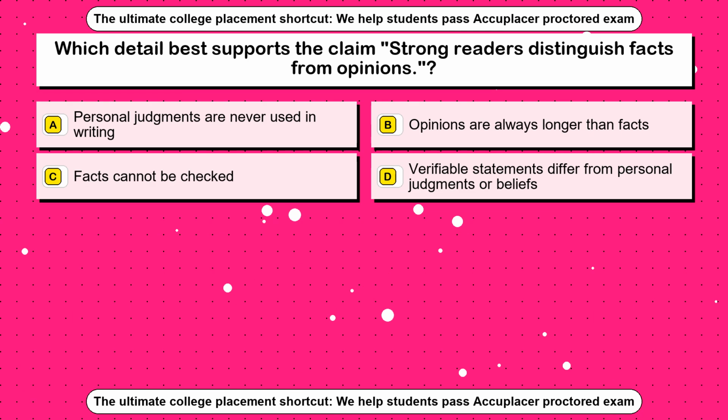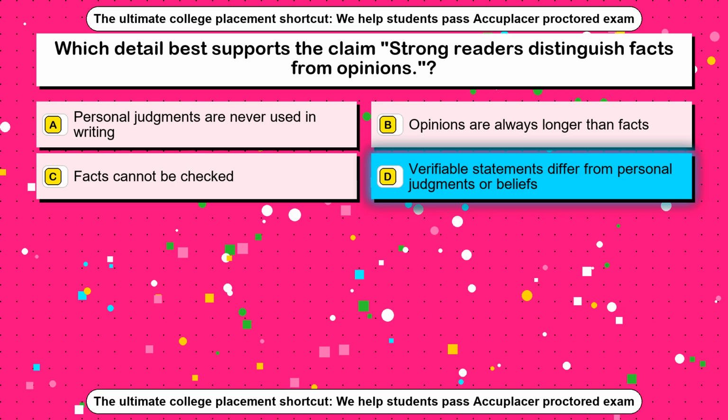Question 87. Which detail best supports the claim strong readers distinguish facts from opinions? Option A, personal judgments are never used in writing. Option B, opinions are always longer than facts. Option C, facts cannot be checked. Option D, verifiable statements differ from personal judgments or beliefs. The correct answer is option D, verifiable statements differ from personal judgments or beliefs.